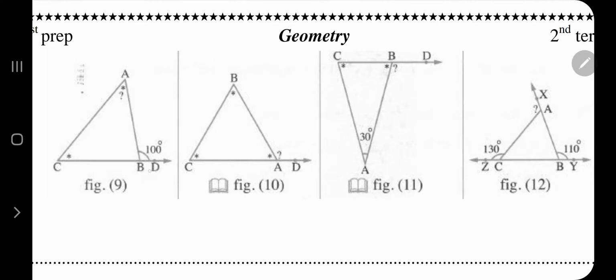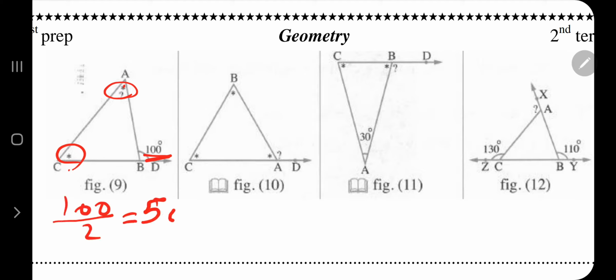The next one. The two angles are equal and the exterior angle equals the sum of A plus C. So to get the measure of angle A or C, 100 divided by 2 is equal to 50. The three angles are equal, so this is an equilateral triangle. In the equilateral triangle, the exterior angle equals 120.